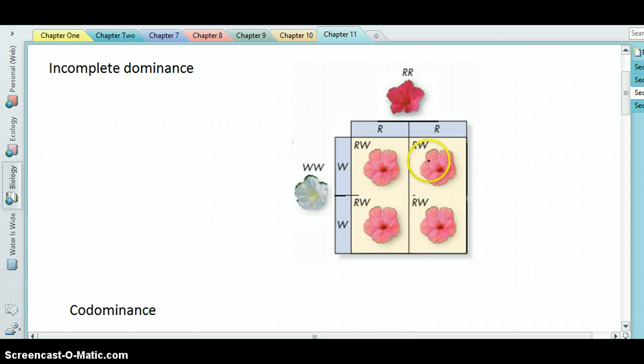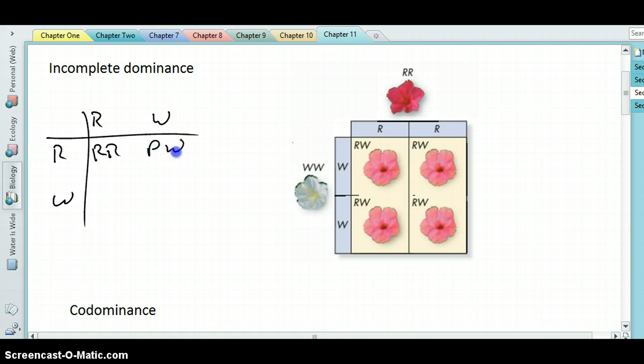And in incomplete dominance, in the heterozygotes, you often get a phenotype that is different from either parent. In this case, it's a combination of the red and the white. So that's sort of a hallmark of incomplete dominance, is when the heterozygote has a phenotype that's different from either parent. Now, as you can imagine, if we take two of these heterozygotes and cross them, we will regenerate some of the red individuals and some of the white individuals in the next generation.